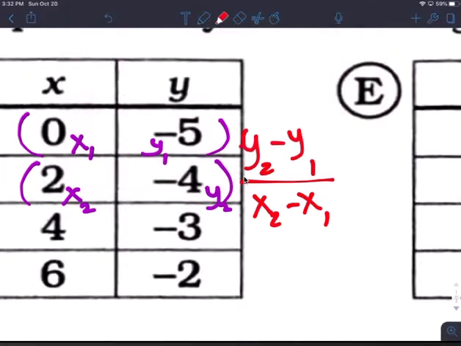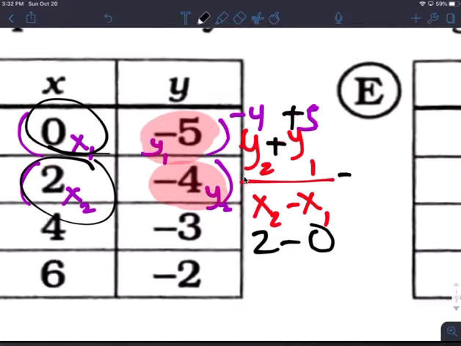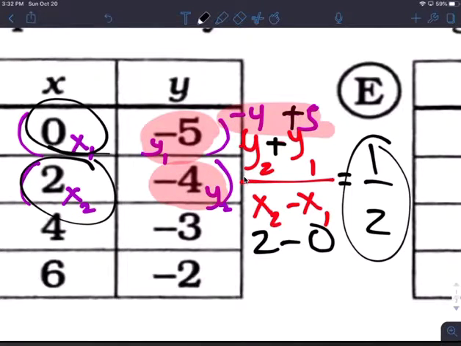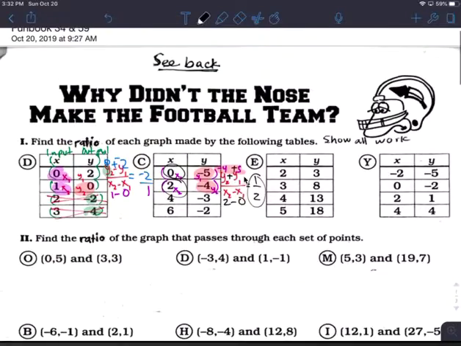Y sub 2, negative 4, minus Y sub 1, negative 5. And there's the minus and the negative, additive inverse. X sub 2 is 2 minus X sub 1 is 0. 2 minus 0 is 2. This is 1 over 2. 1 over 2. Show your work. Make sure you write the formula and everything. So 1 over 2 is letter C.